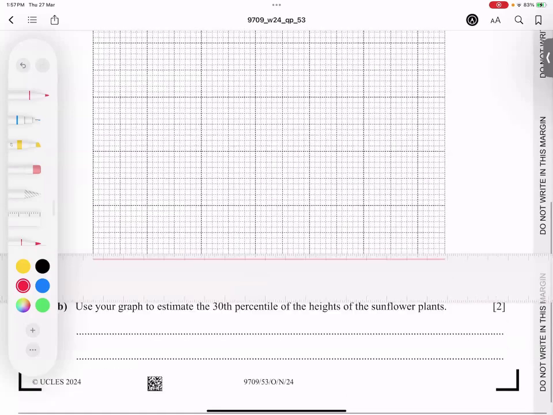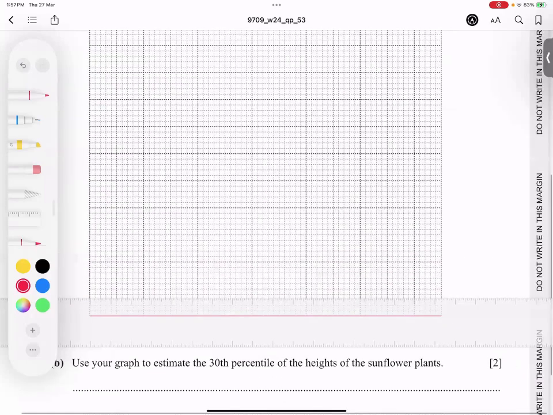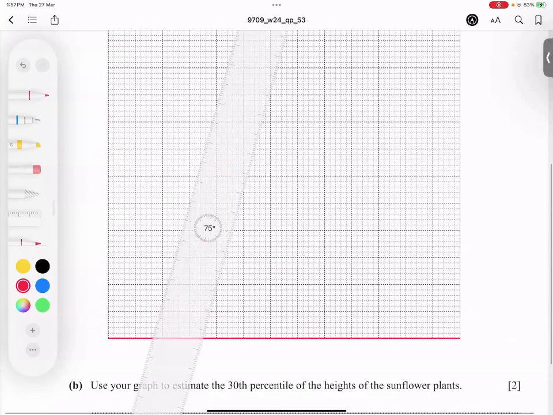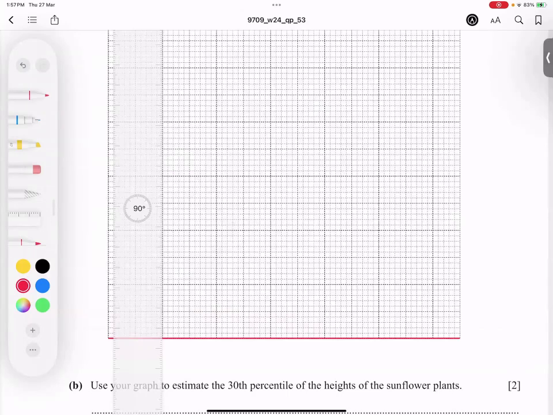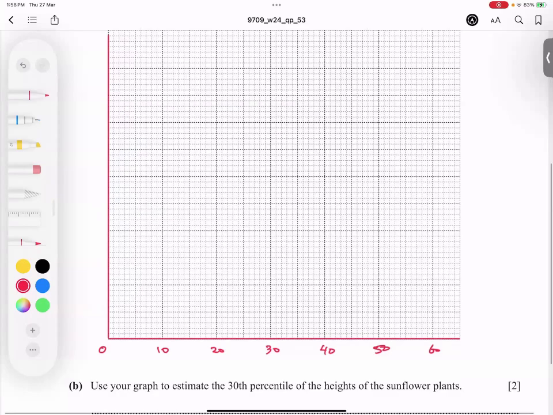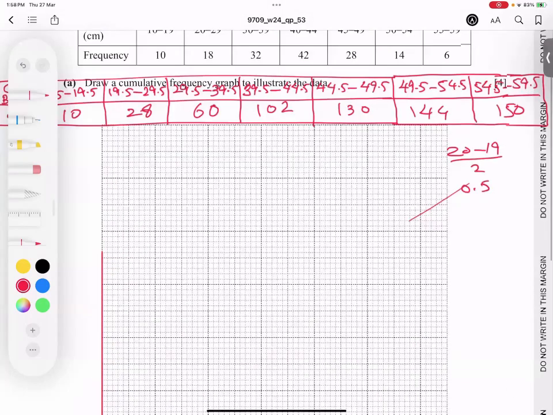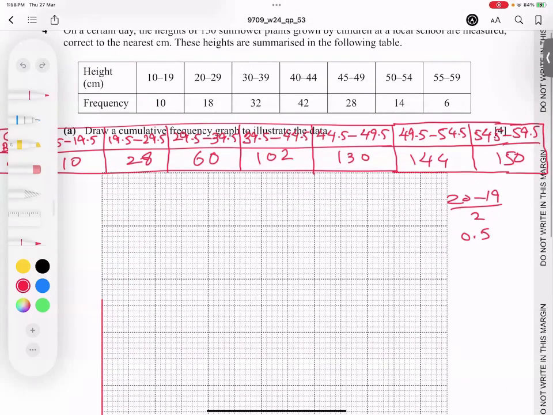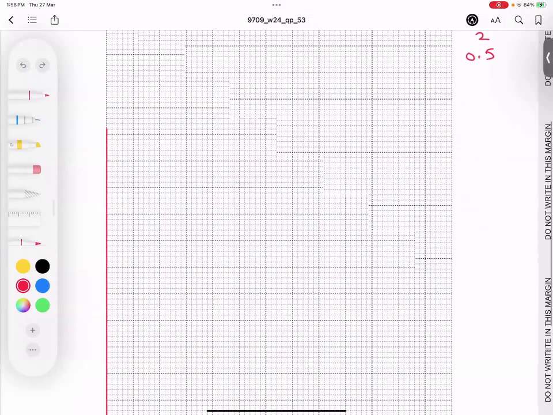Okay. And same way along the y-axis, I will make it. Okay, so have a look now. So here 0, here 10, 20, 30, 40, 50, and 60. And the highest frequency is 150. How to divide 150? So you can see from here.